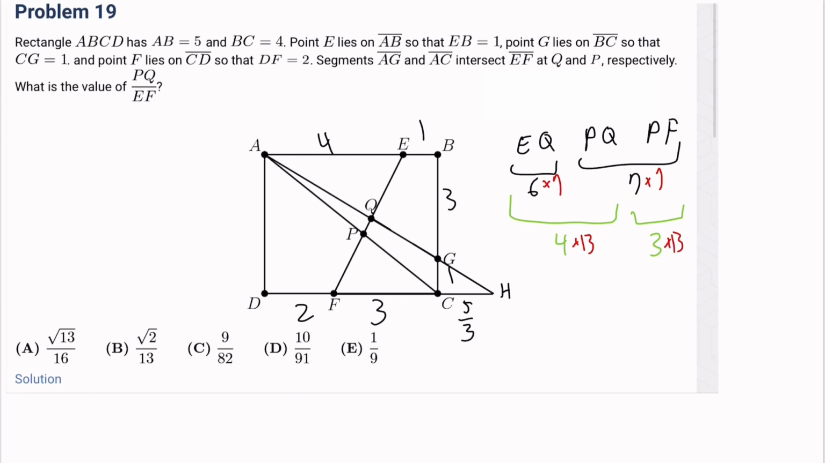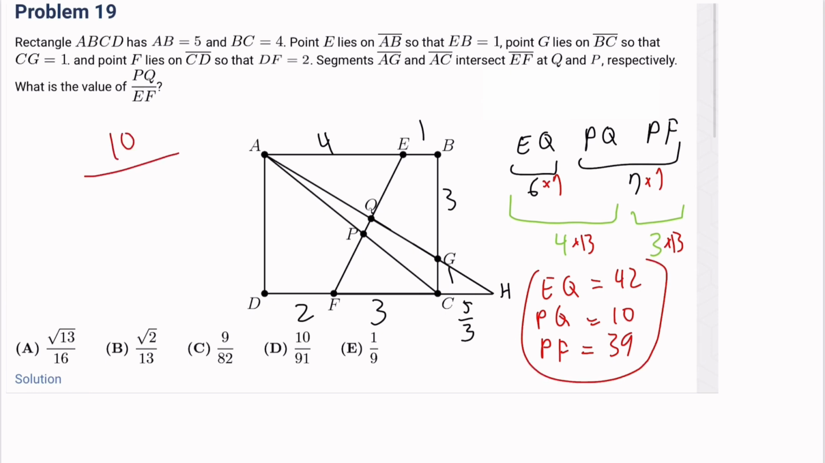And so if we do that, EQ, PQ, and PF will be: EQ equals 6 times 7, which is 42, PF equals 3 times 13, which is 39, right? And PQ equals 4 times 13 minus 6 times 7, which is 52 minus 42, which is 10, right? And so the PQ over EF, PQ's ratio is 10, so it's 10 over EF is all of these combined, 42 plus 10 plus 39. And so that will be 91. So it's 10 over 91, which is D.